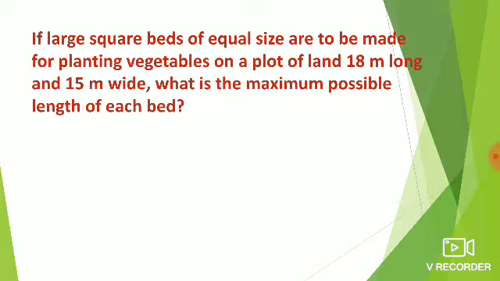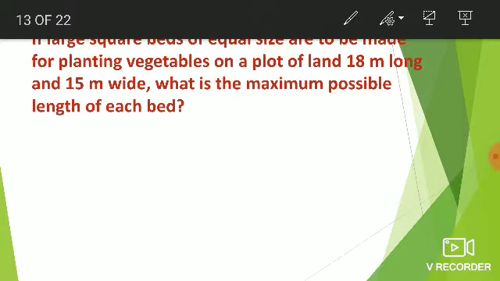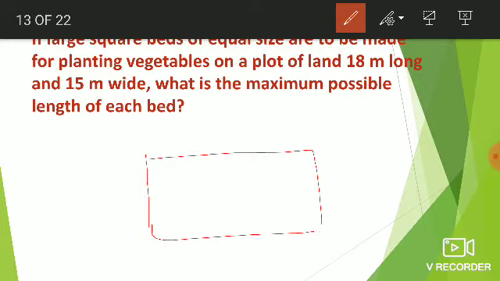If it is the plot of one land, consider this is a plot. What is the length of this plot? 18 meter, and the wide means breadth is 15 meter. This we have to divide into equal size beds.